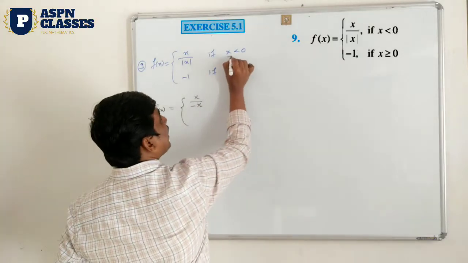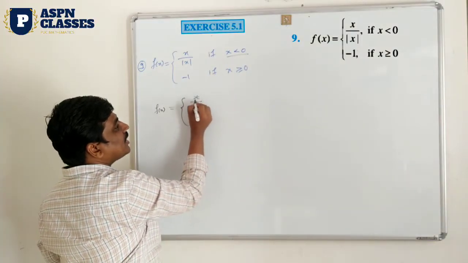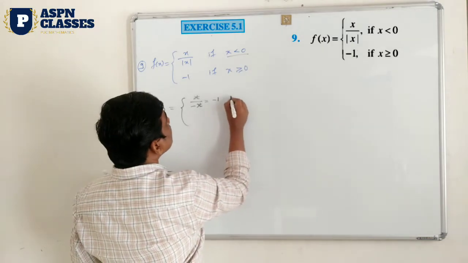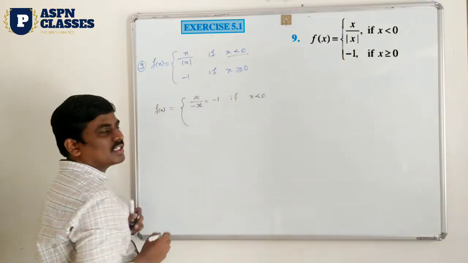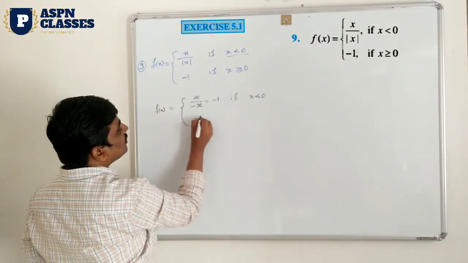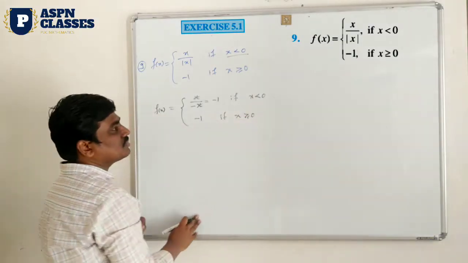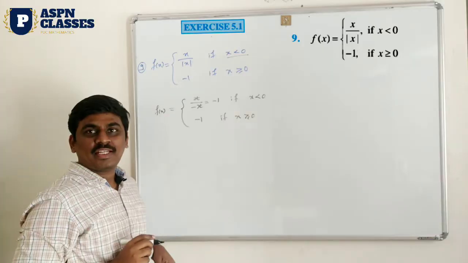Here we are only discussing the minus case, because for less than, the result is minus x. So these two get cancelled. What remains here? Minus 1 remains when x is less than 0. And for greater than 0, already given here, minus 1 if x is greater than or equal to 0. Now in this format you write it, and it is very simple to find the next cases.